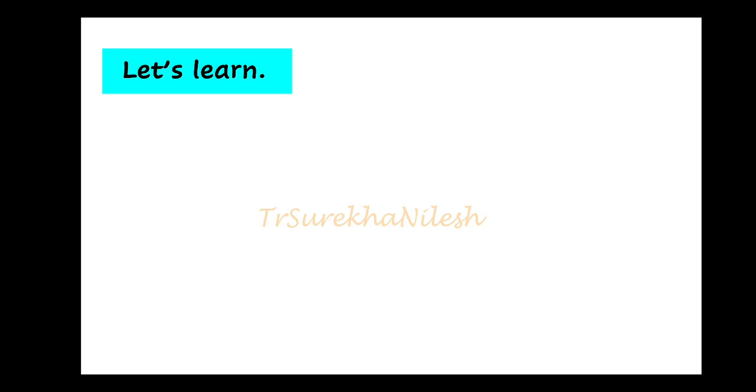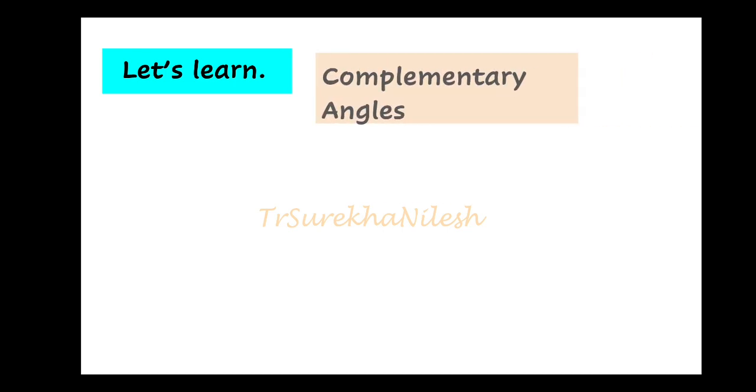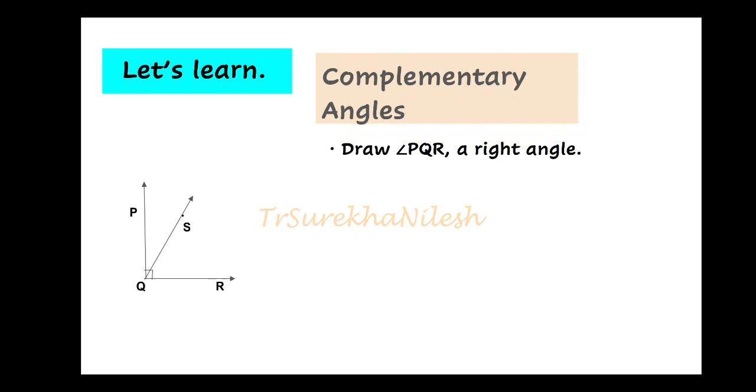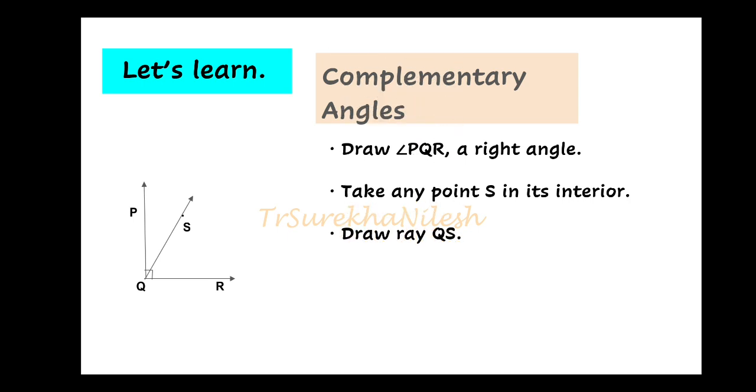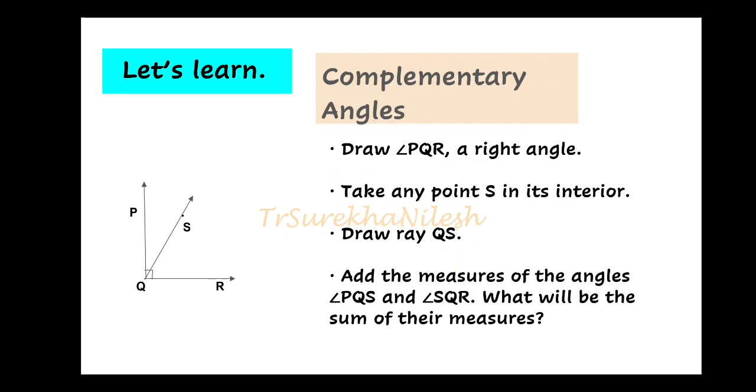Let's learn. Complementary angles. Draw a right angle PQR. Take any point S in its interior. Draw a ray QS. Add the measure of angle PQS and SQR. What will be the sum of the measures?